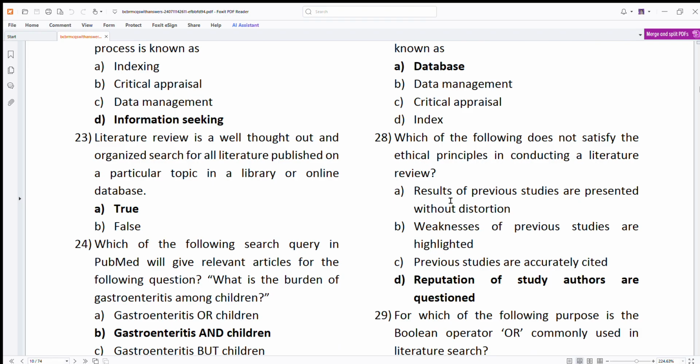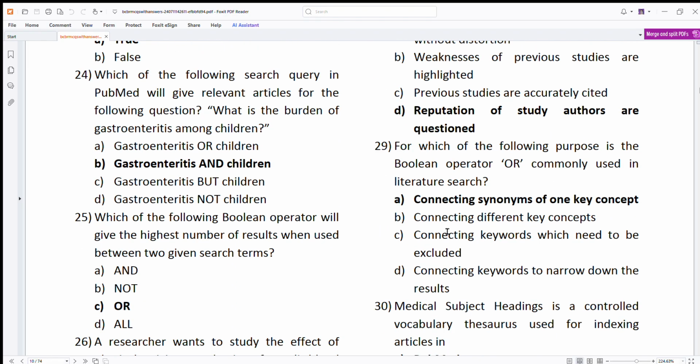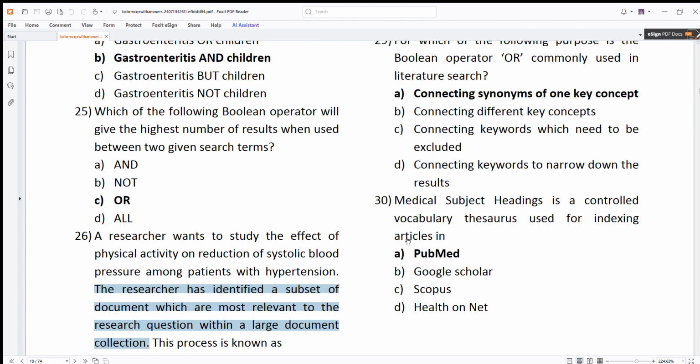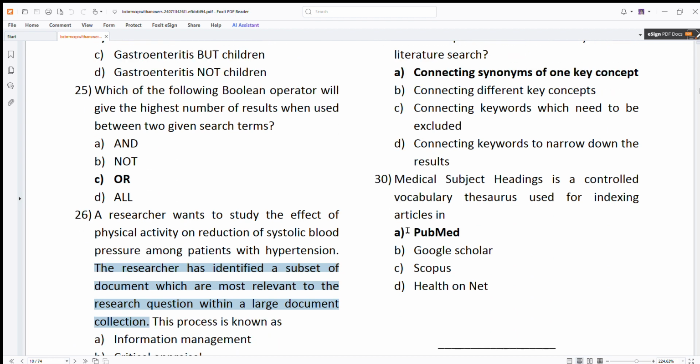Then for which of the following purposes is the Boolean operator or used? Connecting synonyms of one key concept. Yes, this is right. Connecting synonyms of one key concept, right. Medical subject headings is a controlled vocabulary used for indexing articles in PubMed.